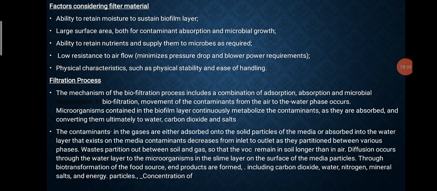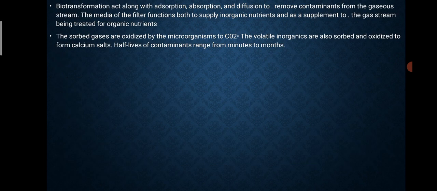Through biotransformation of the food source, end products are formed, including carbon dioxide, water, nitrogen, mineral salts, and energy particles are produced. Biotransformation acts along with adsorption, absorption, and diffusion to remove contaminants from the gaseous stream.